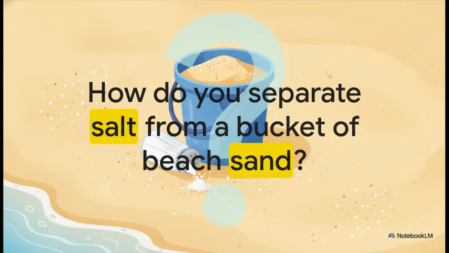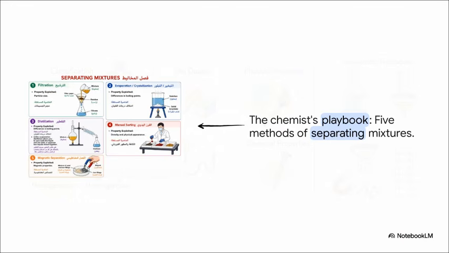If you tried picking them out by hand, it would literally take a lifetime. But by using physical separation techniques, it's actually incredibly easy. Chemists have a whole playbook for this exact kind of problem. The trick is to find just one physical property that differs between your ingredients and exploit it. Filtration uses particle size. Liquids pass through the filter, solids get trapped. Distillation and evaporation both take advantage of differences in boiling points. And magnetic separation, well, that's exactly what it sounds like. Use a magnet to pull out the metal.